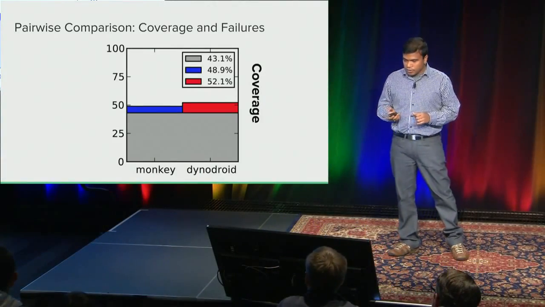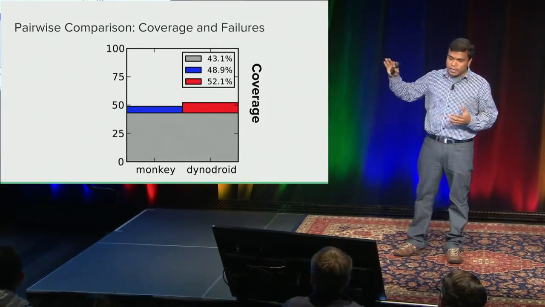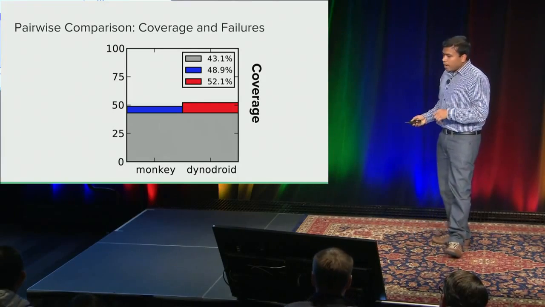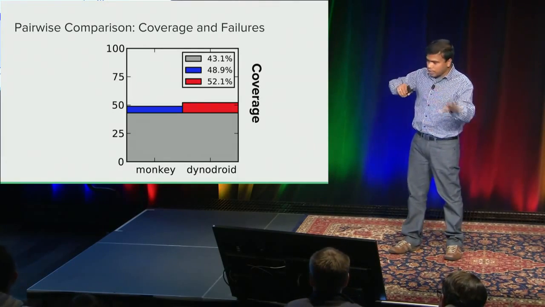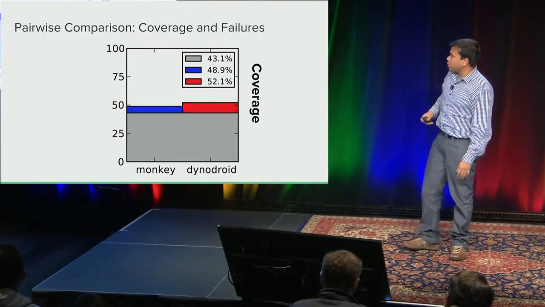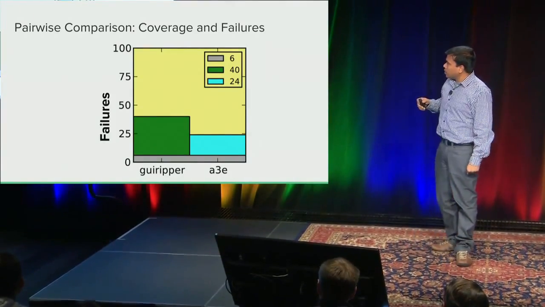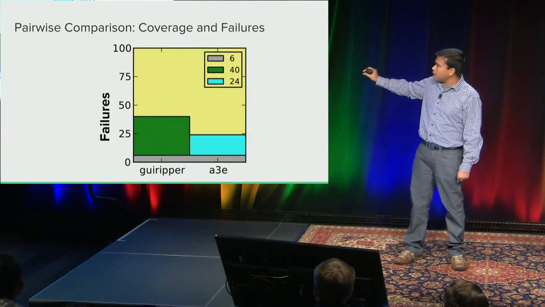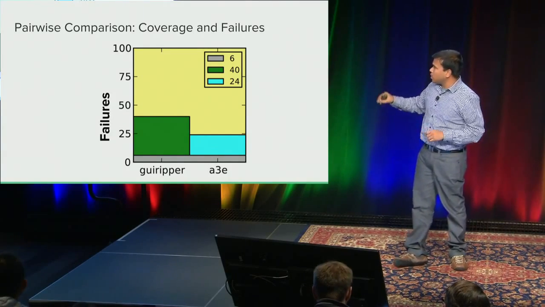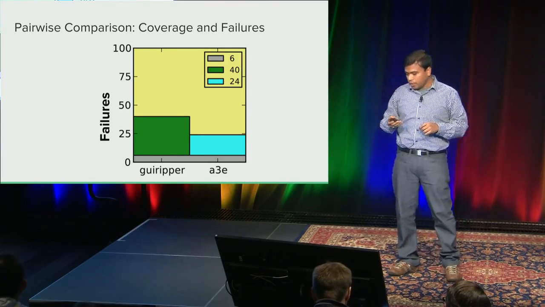So let's look at coverage. Here you can see that for two tools, Monkey and DynoDroid, 43% of statements were covered by both of these tools, whereas 5% of statements in the subject applications were only covered by Monkey, and 8% were only covered by DynoDroid. Similarly, for the failures, as you can see, 6 failures were common between GUI Ripper and A3E, whereas 40 were invoked by GUI Ripper and 24 were invoked by A3E.